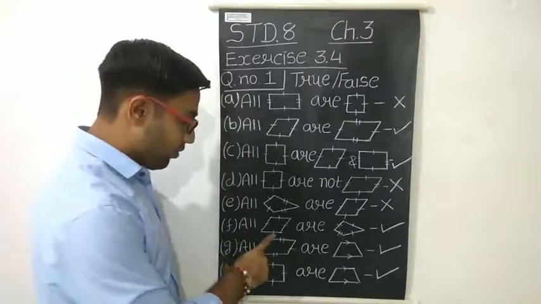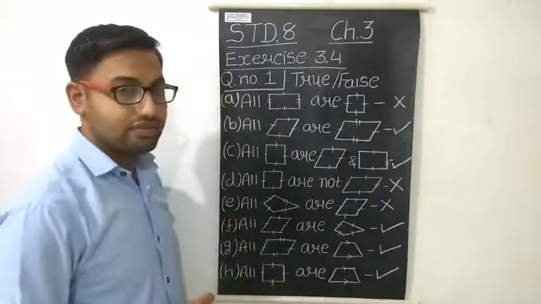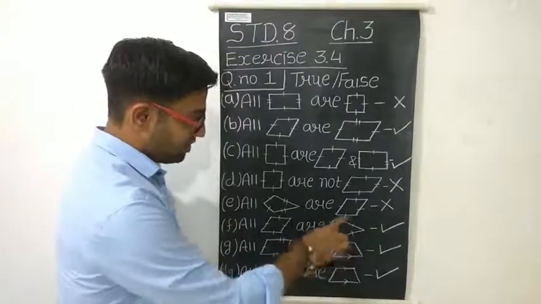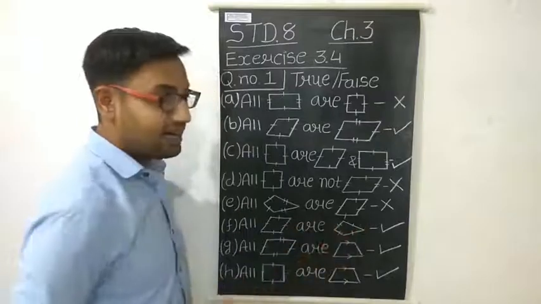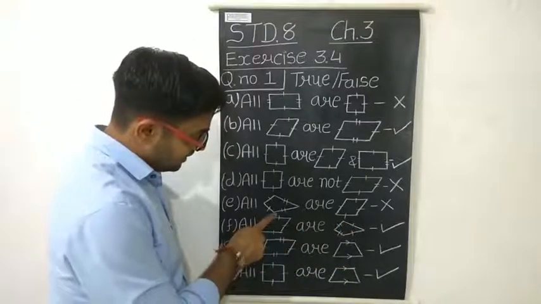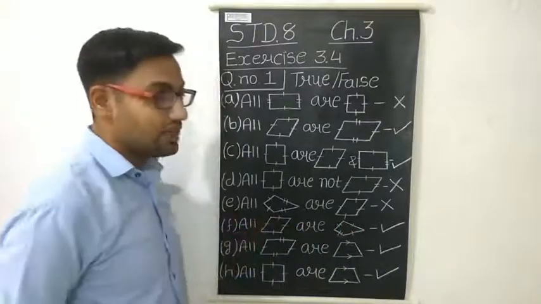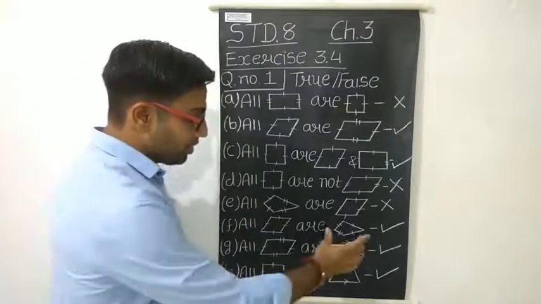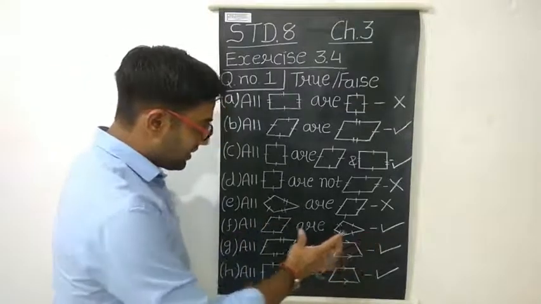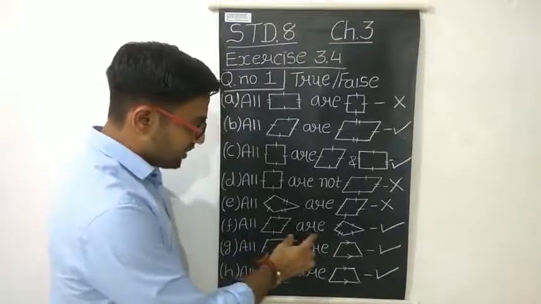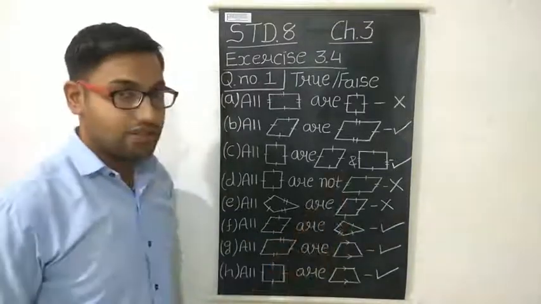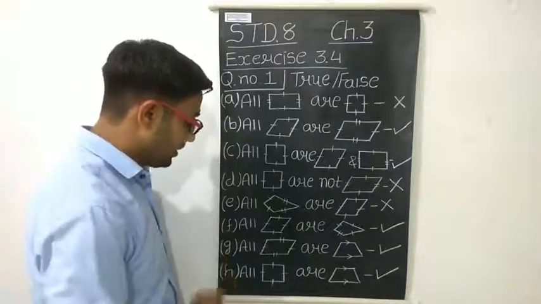F. All rhombus are kites. Right? So now what is the requirement to have a kite? That adjacent sides must be equal. So here we can see that these two sides are equal and these two sides are also equal. So yes, all the properties of the kite are satisfied by the rhombus, right? So that is why all the rhombus are kites. This statement is true.